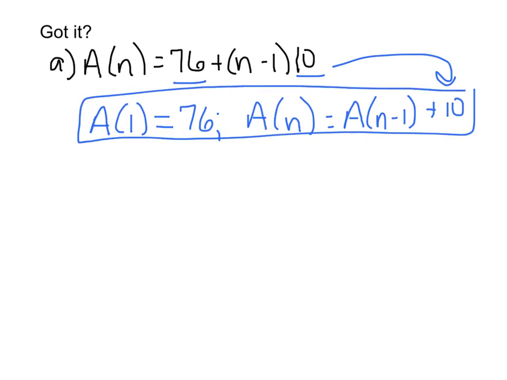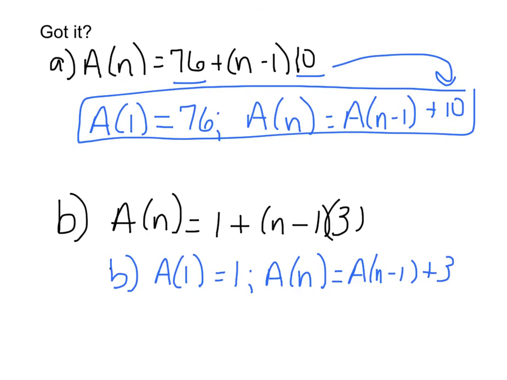So try letter B on your own, and then pause the video, and then see if you got it right. Here's what the answer would have been. A of 1 equals 1, and then A of n equals A of n minus 1 plus 3. The plus 3 is our common difference that goes out front, and our first term is 1.